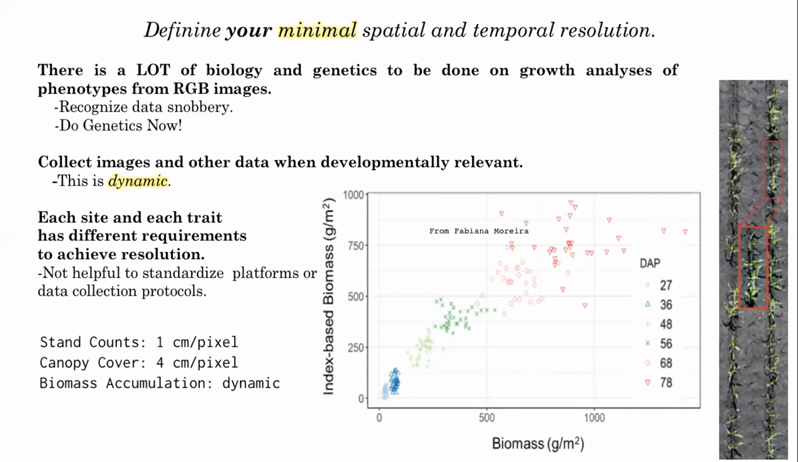And then on the far right is an example of how stand counts require extremely high spatial resolution, and you could have an ideal window for collecting stand count imagery of just a day or two. And that's why I think it is also difficult to have these traveling phenomics teams as a paradigm. I think that crop scientists need to be enabled to operate platforms and decide to collect data when they think it's important.